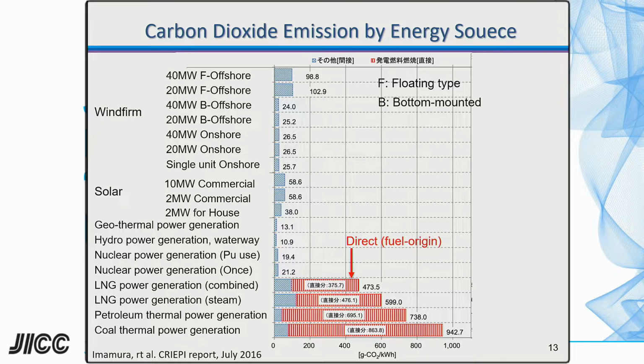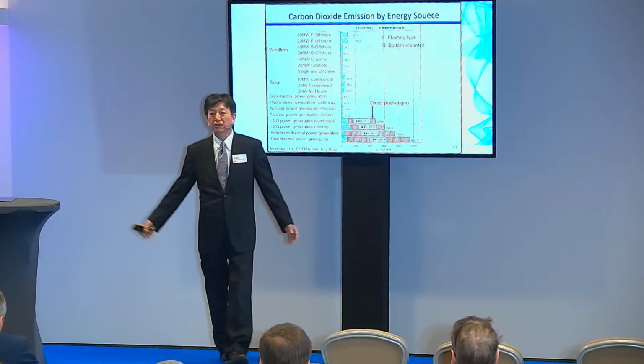So this figure shows the emission of carbon dioxide in unit of gram per kilowatt hour. And it is apparent that the nuclear power, hydropower, geothermal, solar, wind farm, the carbon dioxide emission is very, very small comparing to the natural gas, petroleum, and the coal. That is very attractive characteristics. That's why the government decided to use more nuclear instead of natural gas or coal. Okay?